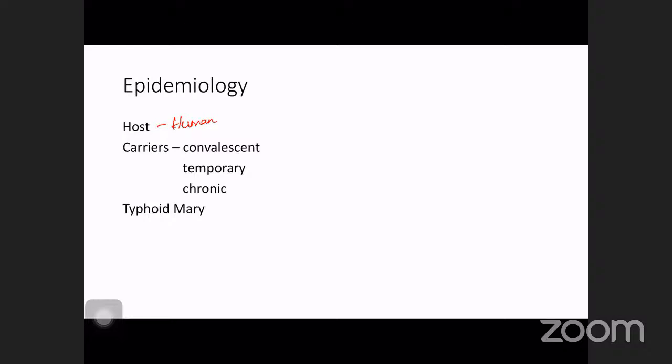These carriers can be convalescent carriers, temporary carriers, or chronic carriers. In convalescent carriers, from 3 weeks of infection up to 3 months, if they are shedding the organism, you call them convalescent carriers. Temporary carriers shed from 3 months to 1 year. If they are shedding for more than 1 year, you call them chronic carriers.